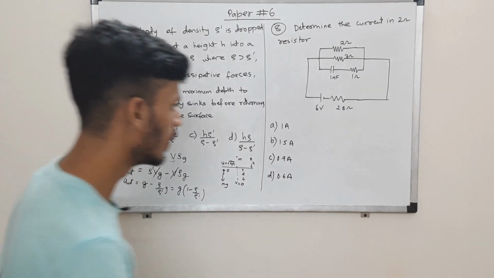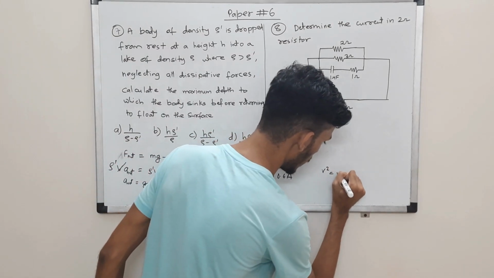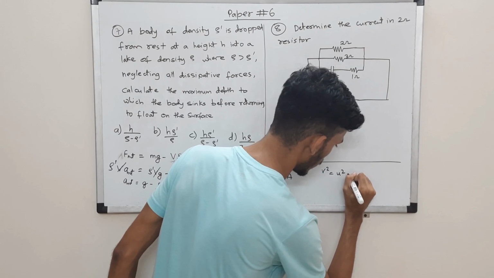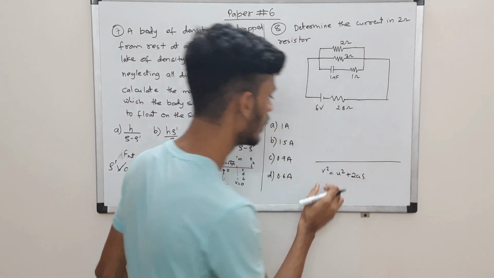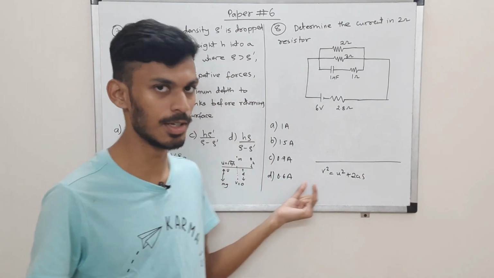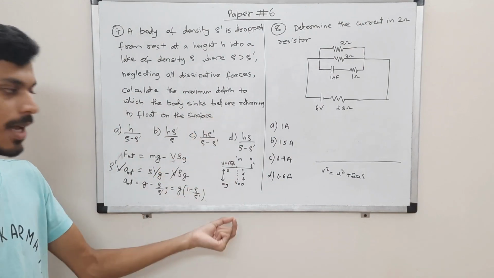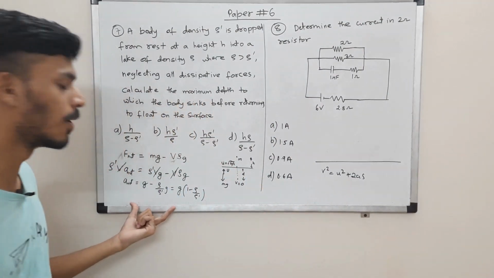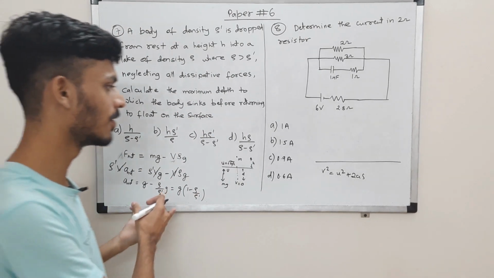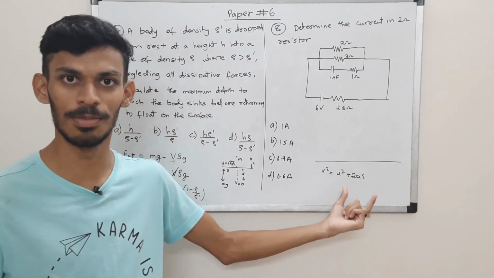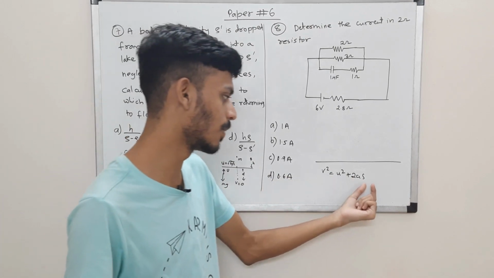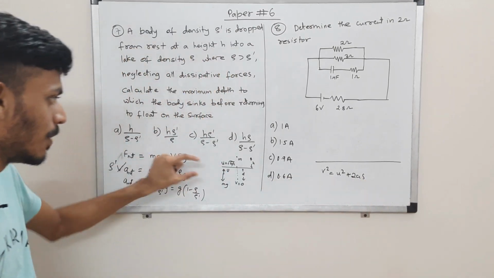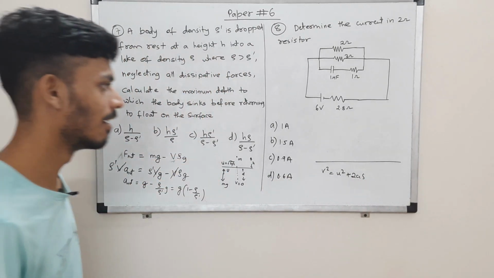So we can use v square is equal to u square plus 2as. Finally, because the final velocity we know is going to become 0 at the maximum depth. Initial velocity we know. Acceleration we have just found out. So that was the whole point. We were finding out acceleration so that we could substitute it in this equation and find s. s will be the maximum depth that is being covered.